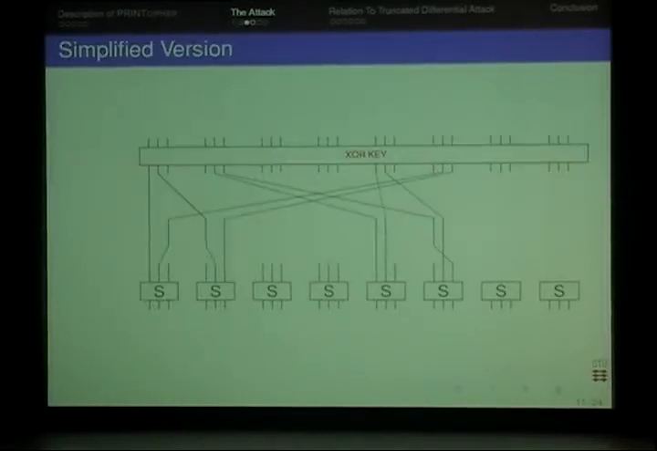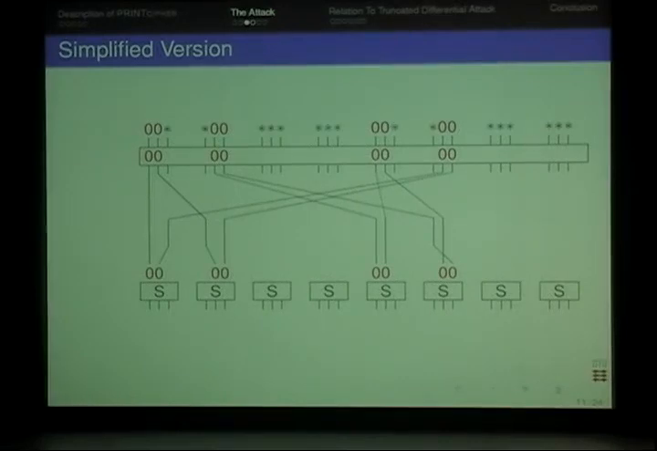So this is the simplified version again. And now I'm going to fix these 8 bits to 0 in the plain text. And I'm also going to fix the same 8 bits, the same position, to 0 in the XOR key. And what this implies, of course, is that I have those zeros at the inputs to the S-box. And for all the other bits, I don't really care. So they can be anything in the plain text, and they can also be anything in the key.